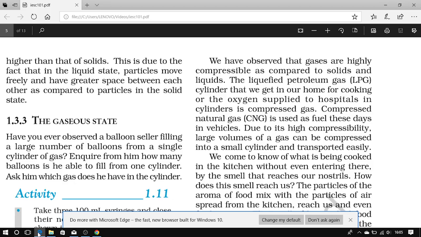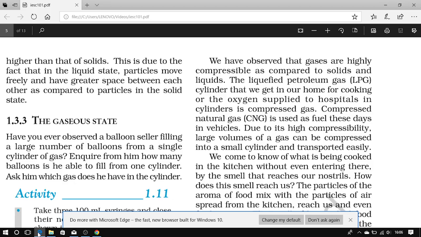Now, further, we have observed that gases are highly compressible as compared to solids and liquids. The liquefied petroleum gas, LPG cylinder that we get in our home for cooking, or the oxygen supplied to hospitals in cylinders, is compressed gas. Compressed natural gas, CNG, is used as a fuel these days in vehicles due to its high compressibility. A large volume of a gas can be compressed into a small cylinder and transported easily.